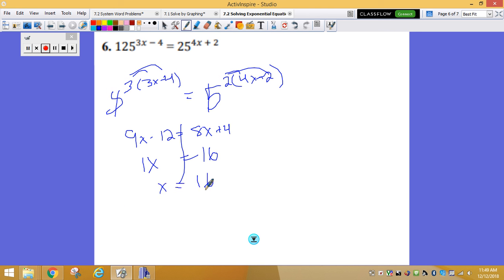So that's how you're going to do the worksheet. Just make sure you get the same base. And then solve your equation.